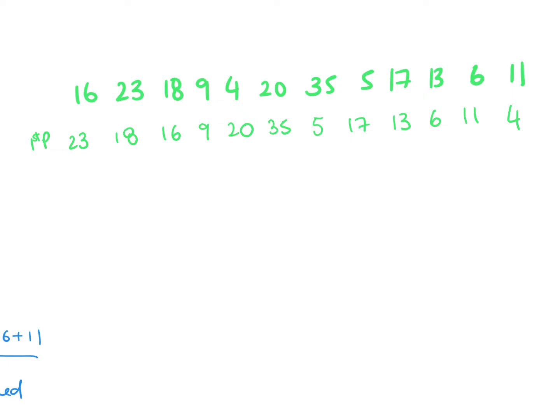Okay, so now, 23 and 18. 18 and 16. 16 and 9. 9 and 20, 9 and 35. 9 and 5. 5 and 17. 5 and 13. 5 and 6. 6 and 11. No, 5 and 11. 5. Brilliant.